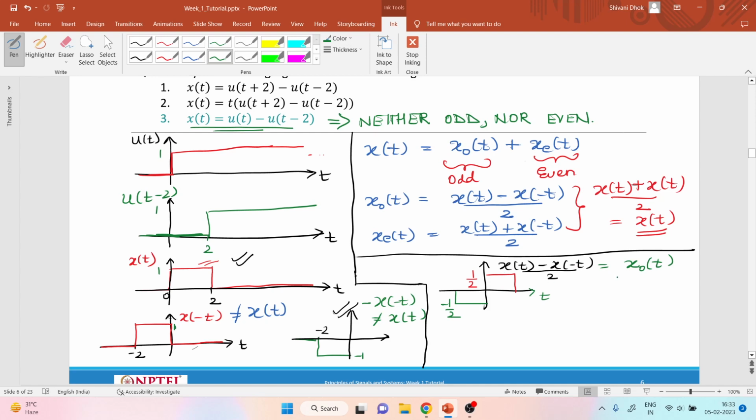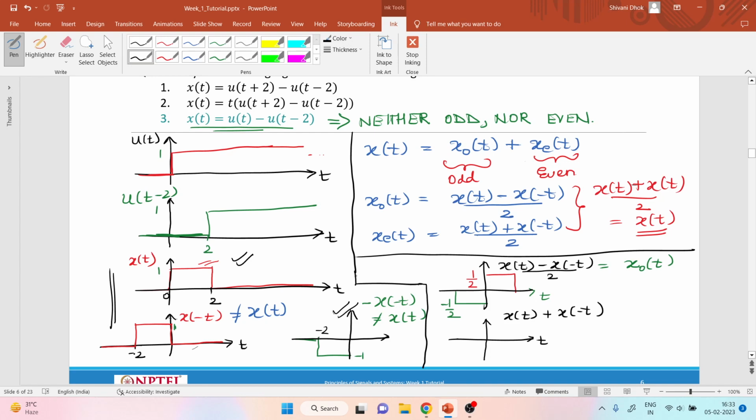So this is the odd component, that is x odd of t. Now let us look at how to get the even component, and that we get by adding x of t plus x of minus t. That is, we need to add these two signals, that is x of t and x of minus t.